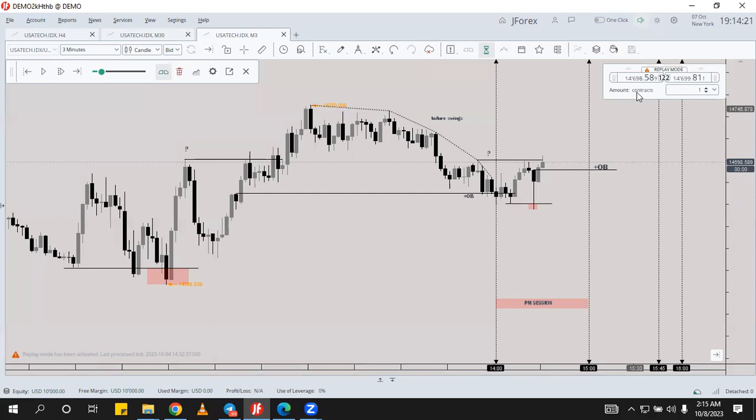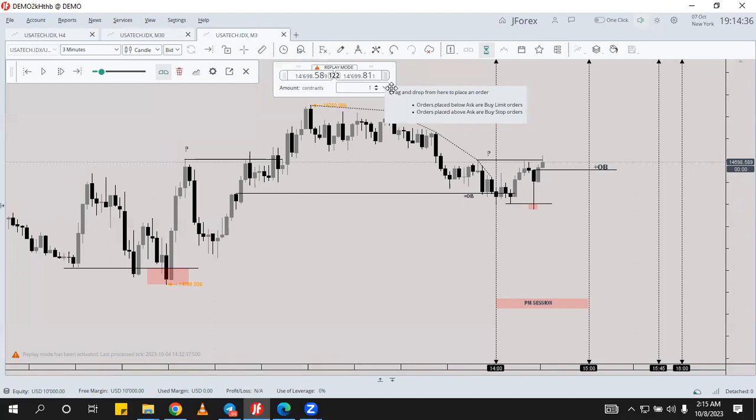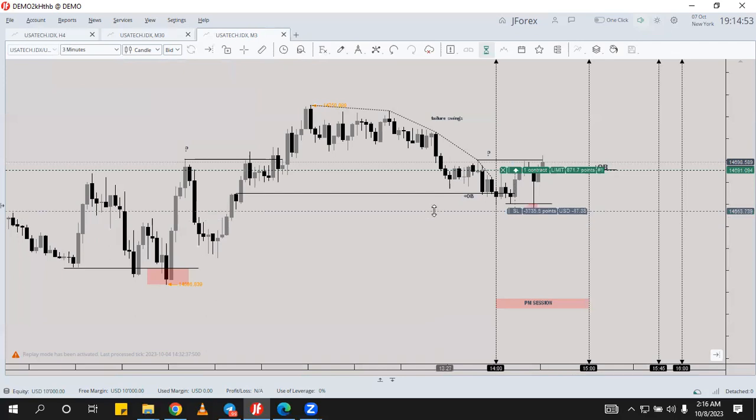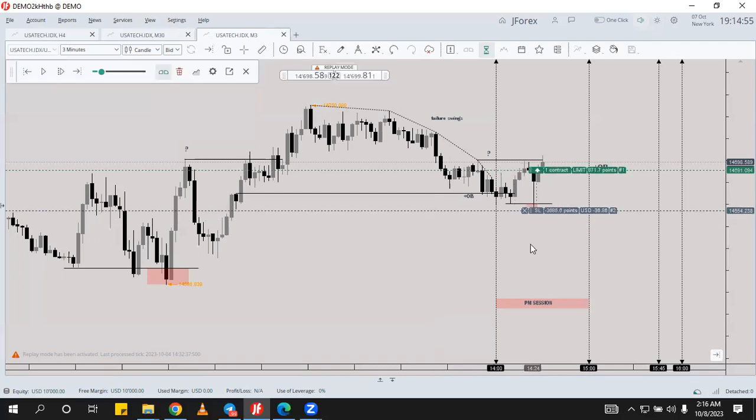I'm going to place my limit orders. Okay, so these are my limit orders. So I placed my buy limit there. And then I'm going to place my stop loss right below that order pairing, right?